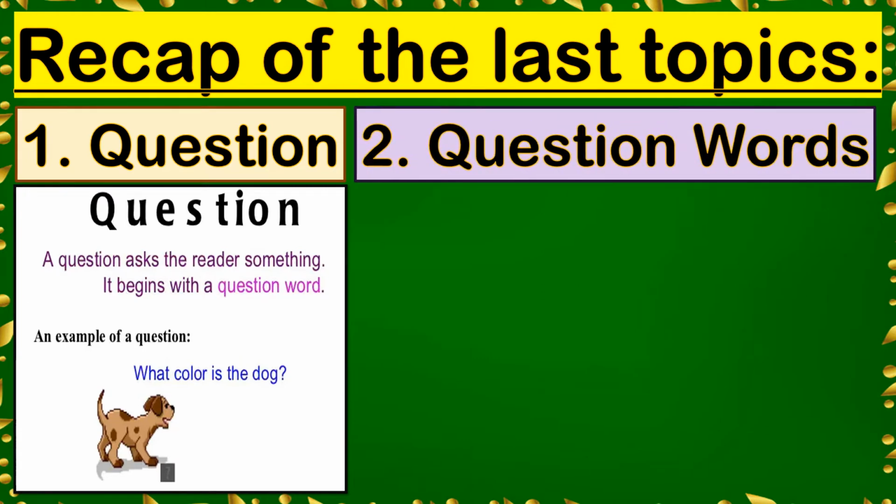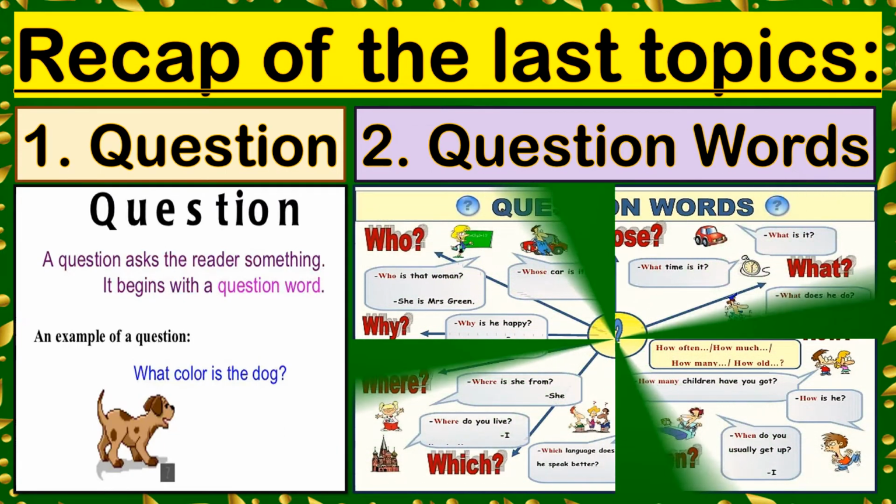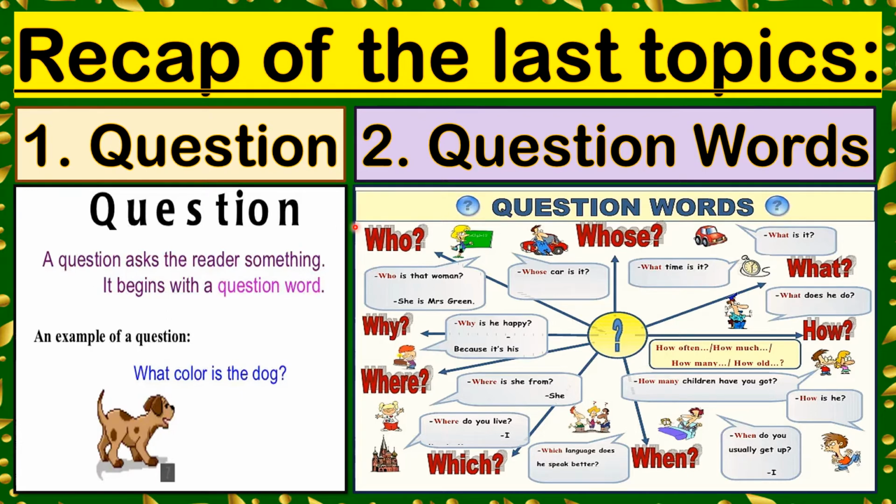The second topic that we have discussed is about question words. These are examples of question words. We have here who, whose, what, how, when, which, where, and why. Who talks about a person. Whose means the owner of the thing. What is about things, animals, a person or place. How, we are talking about the way. When, we are talking about time. Which, we have to choose. Where, we are talking about place. And why, we are asking about reasons.